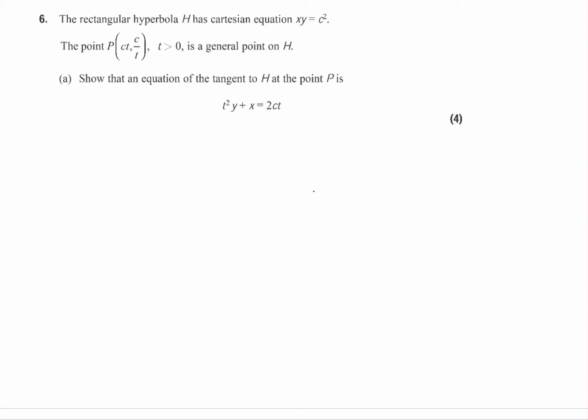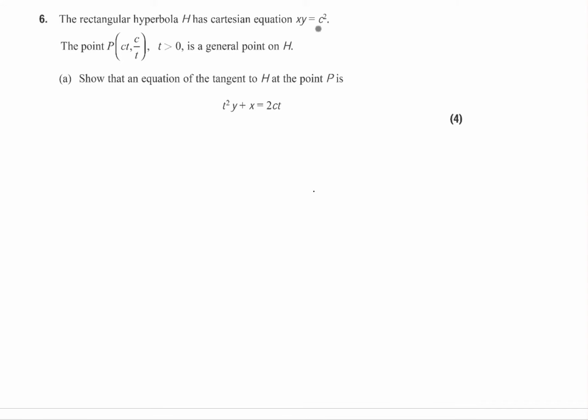In this video, I want to talk you through question 6, part A, of the June 2014 Edexcel FP1 paper. Let's have a quick read of the question. The rectangular hyperbola, which we're just going to denote by H, rather than calling it rectangular hyperbola all the time, has the Cartesian equation xy equals c squared.